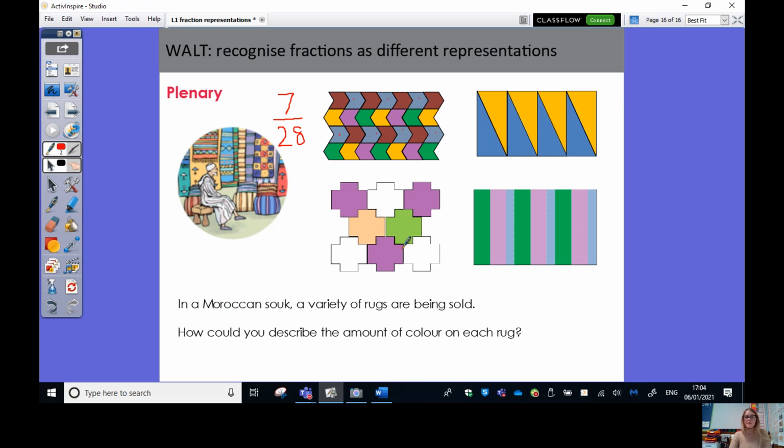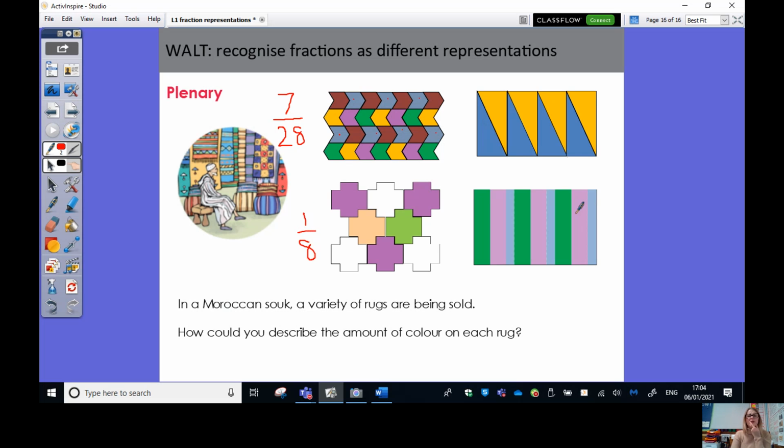Okay, hopefully you have managed to have a go at those. I'm not going to go through every single one, but hopefully you can see there that half of the rug is yellow and half blue. And this one, there was 1 out of 1, 2, 3, 4, 5, 6, 7, 8 parts. So 1/8 was green, for example.